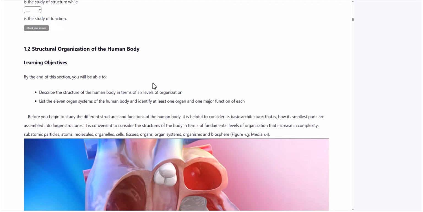And then now we're in the second section. So by the end of this second section, you should be able to describe the body in 6 levels of organization, and you should become familiar with the 11 organ systems.